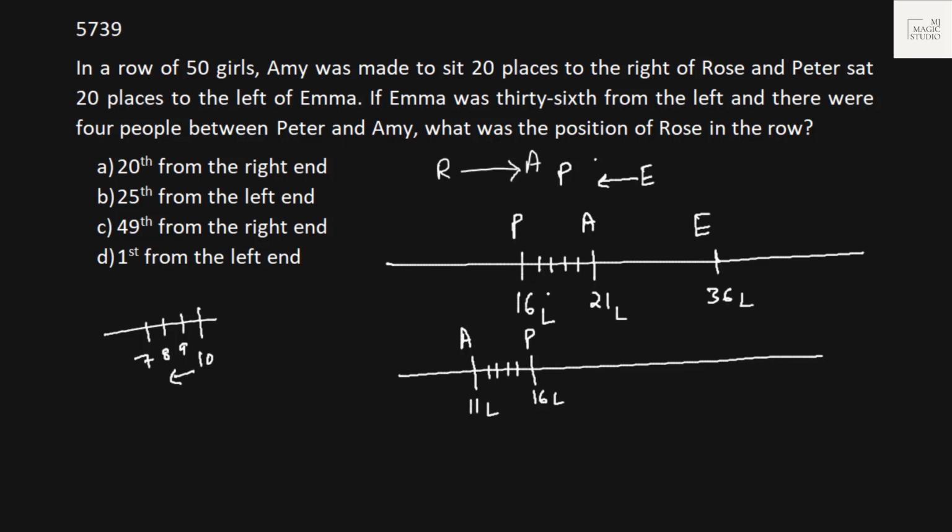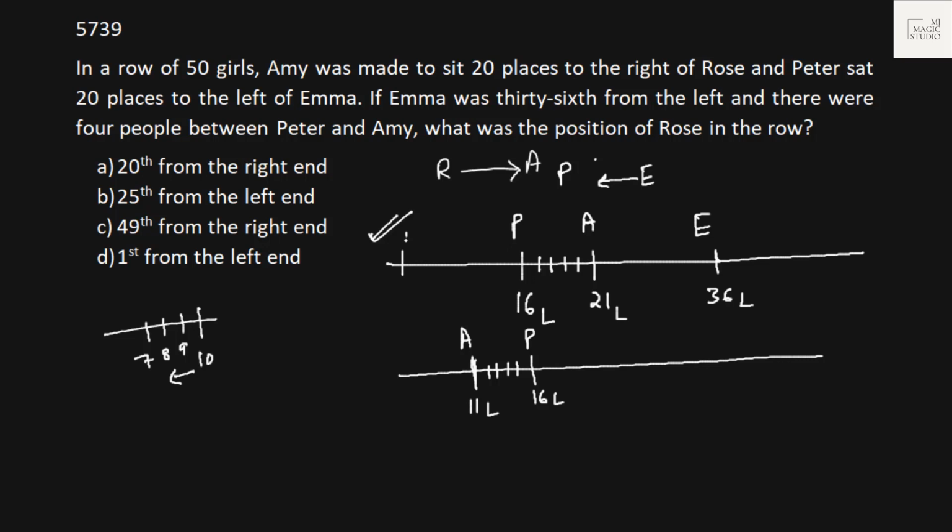4 people between Peter and Amy. And Amy was made to sit 20 places to the right of Rose. Now Amy cannot be at this 11th position because there should be 20 people in front of Amy as far as Rose is concerned. So this is the perfect position of Amy. And she is 20 places to the right of Rose.